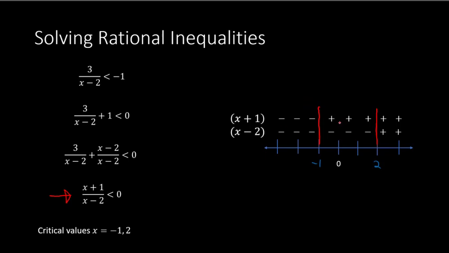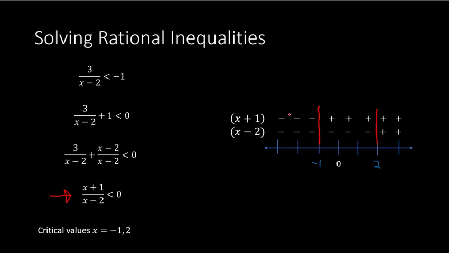So the question is, within which intervals will we have a negative answer? Well, keep in mind that we are dividing two different numbers, right? So where it's going to be less than 0 is going to be when you have a positive and negative divided by each other.